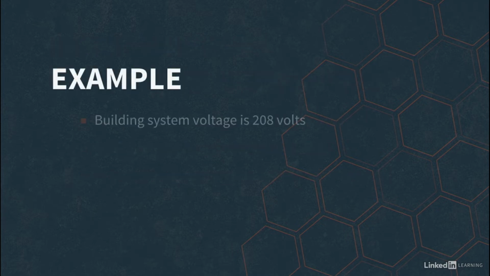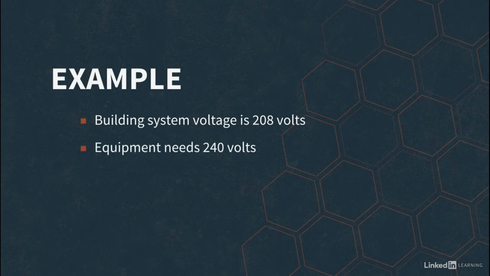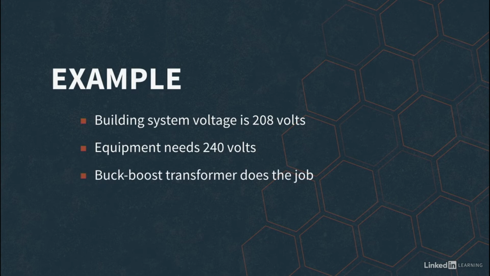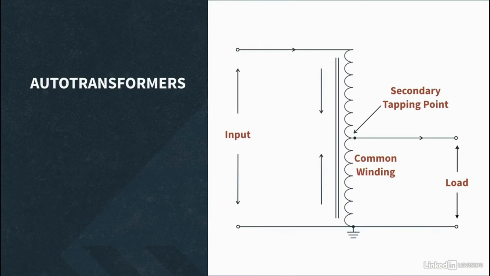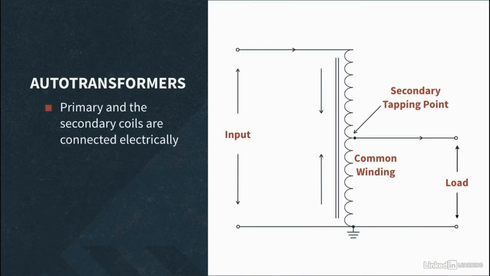Perhaps you have a building system voltage of 208 volts, and you have equipment that needs 240 volts to run effectively. This is a perfect example of where a boost transformer is used. Many buck boost transformers are auto transformers. An auto transformer is a transformer where there is an actual electrical connection between the primary and secondary coils. It looks something like this.